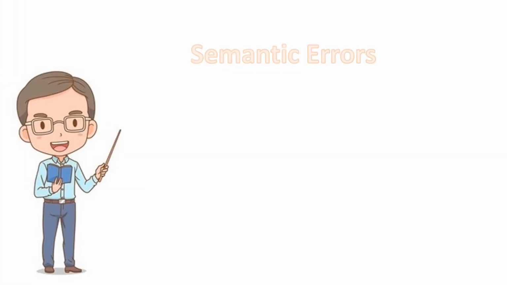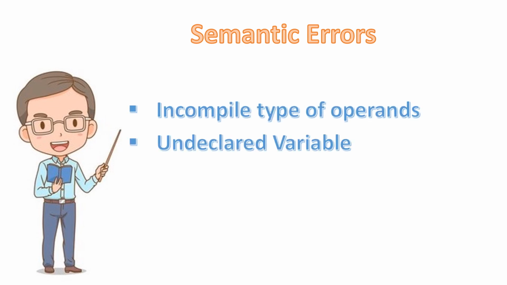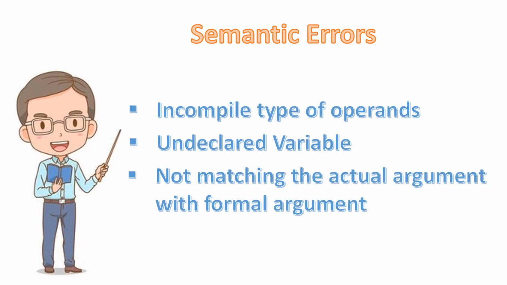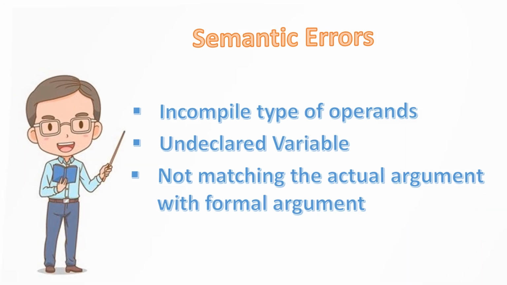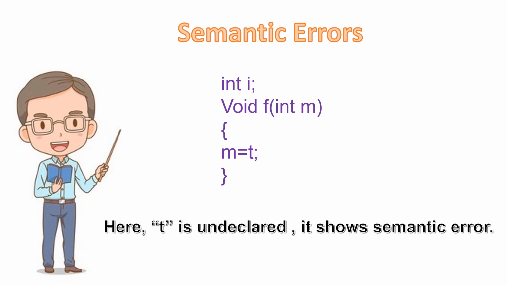Next. Semantic errors. Semantic errors occur during the semantic phase. It is declared at compile time. Semantic errors can be in compile type of operands, undeclared variable, not matching the actual argument with formal argument. Example, use of non-initialized variable. Here is an example. So, here, D is undeclared, it shows a semantic error.